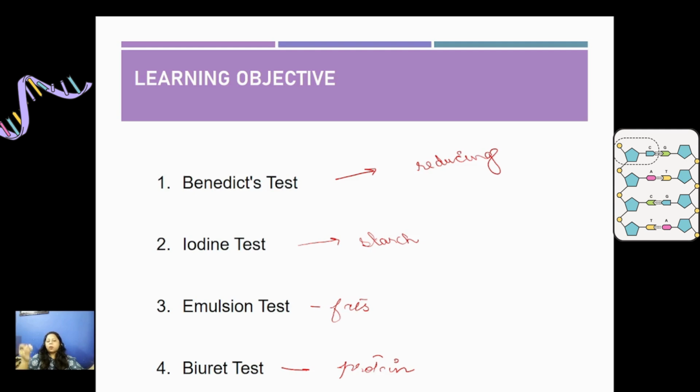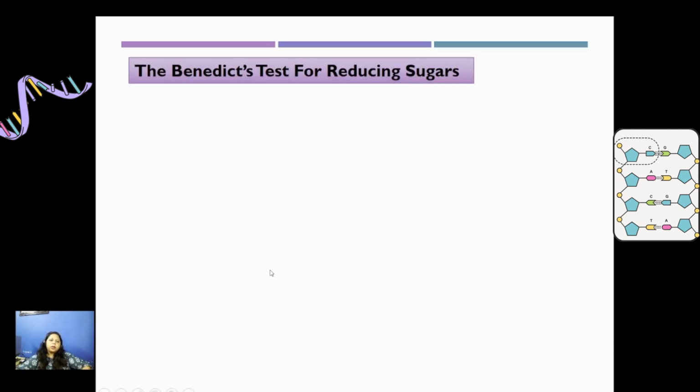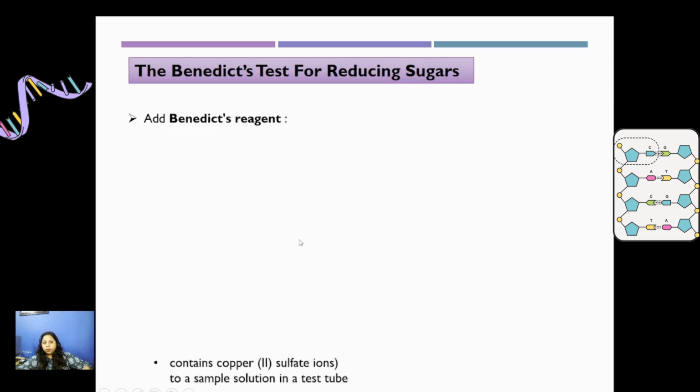For example, if you talk about the peptide bond, only if that peptide bond is broken and a new bond is formed does the color change. If a peptide bond is not present, for example, in starch, a glycosidic bond is present, so definitely the color is not going to change, because that reagent is going to act on the peptide bond, not on the glycosidic bond. Okay, let's discuss the first one, the Benedict test for reducing sugar.